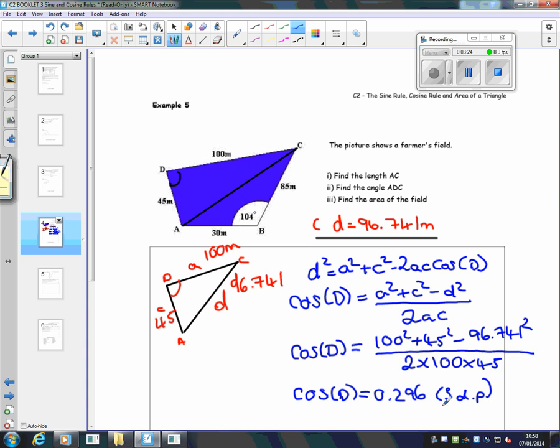Okay. Now it's easier to keep it in your calculator, so keep the answer that you get from substituting this on your calculator screen, and then just type in inverse cos of answer. Or you can just type in inverse cos of 0.296. Making sure that your calculator is in degrees, this will give you the answer 72.768 degrees, correct to 3 decimal places. And that is equal to D.